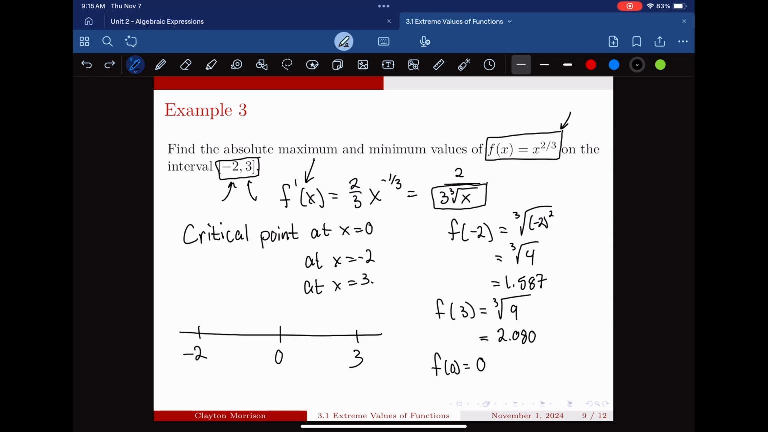It's just a habit. And what we're going to do is plug in something between -2 and 0 to figure out what our function is doing, and we want to know whether or not it is increasing or decreasing. So I'm going to plug in -1 because I think that is easiest. -1 squared is 1, cubed root of 1 is 1. That is positive. Wait, no, Mr. Morrison did it again.